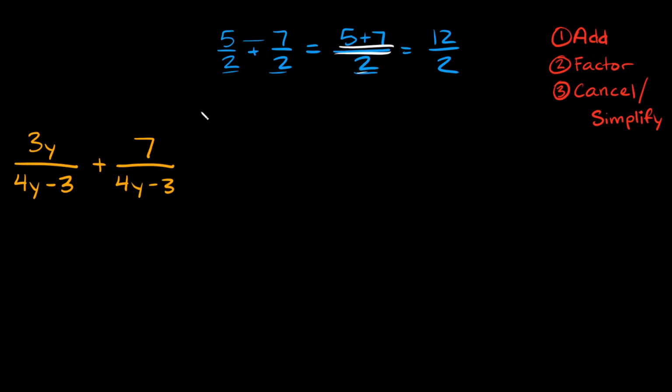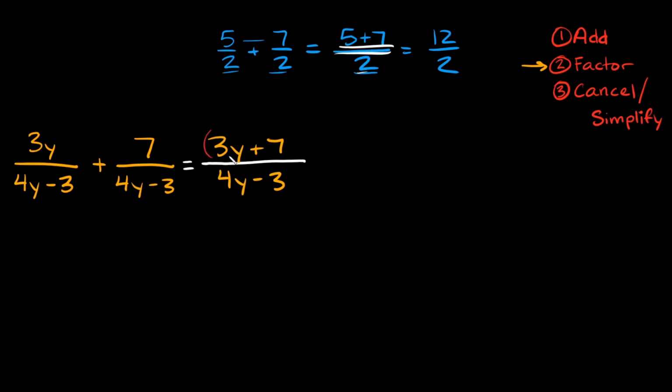So we're going to do that exact same thing to this rational expression right here. So as you can see, we have the same denominator, right? 4y minus 3, 4y minus 3. So if you want to add these together, well, again, we have the same denominators, so we just keep it, okay? And then on top, we have 3y plus 7. Okay, so we just added those 2 together, and then the next step would be to factor it. Okay, and when you factor it, you have to factor the top and the bottom individually, okay? You're not factoring both of these together, okay?